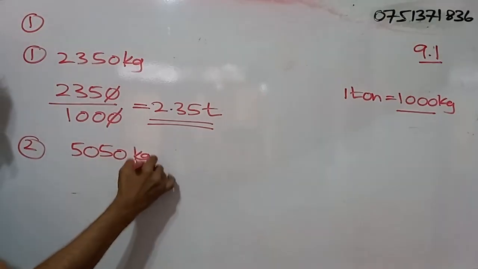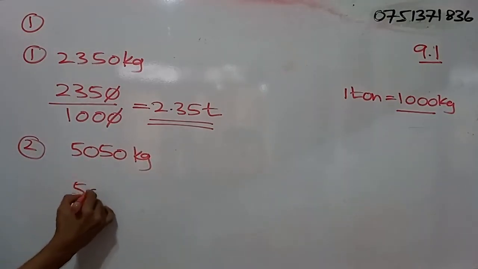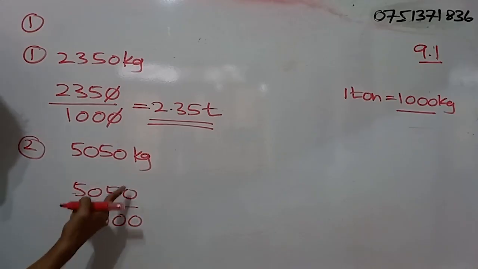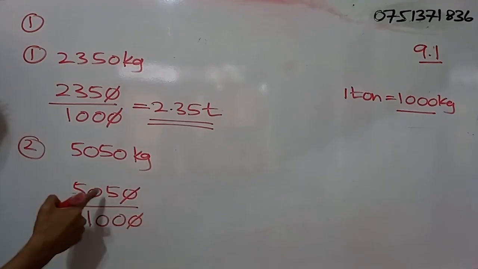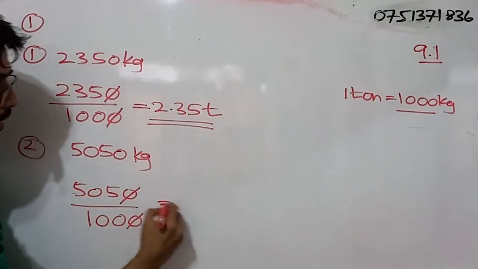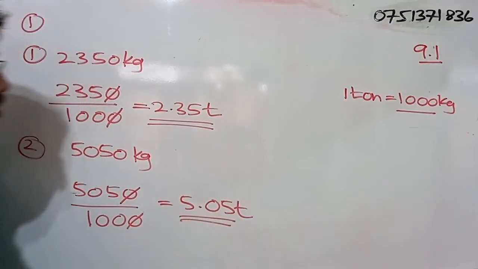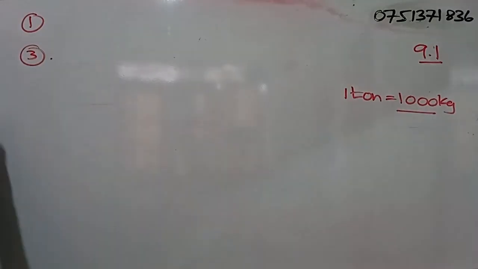5050 kilograms. Right? So, 5050 kilograms, we have to divide it by 1000. So, here also we can simplify 1, 0. So, 505 divided by 100. What is that? 5.05 tons. Part 3.